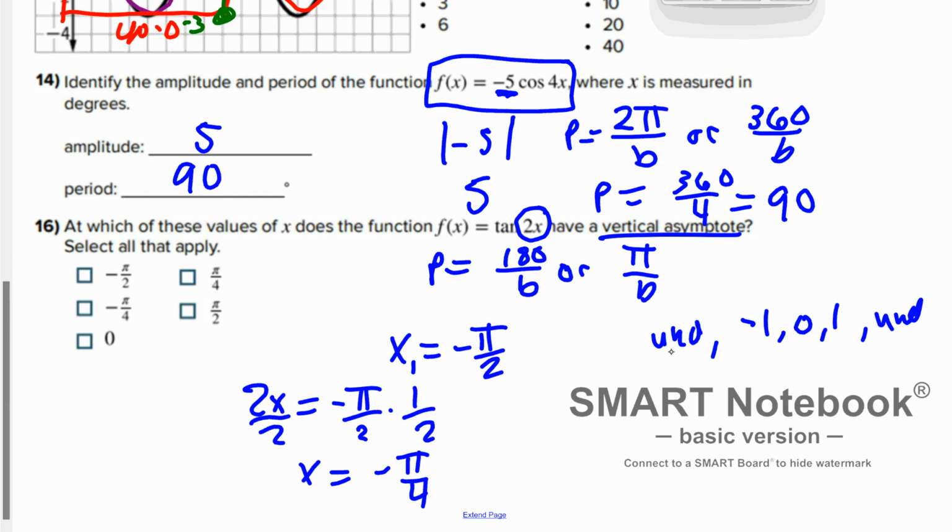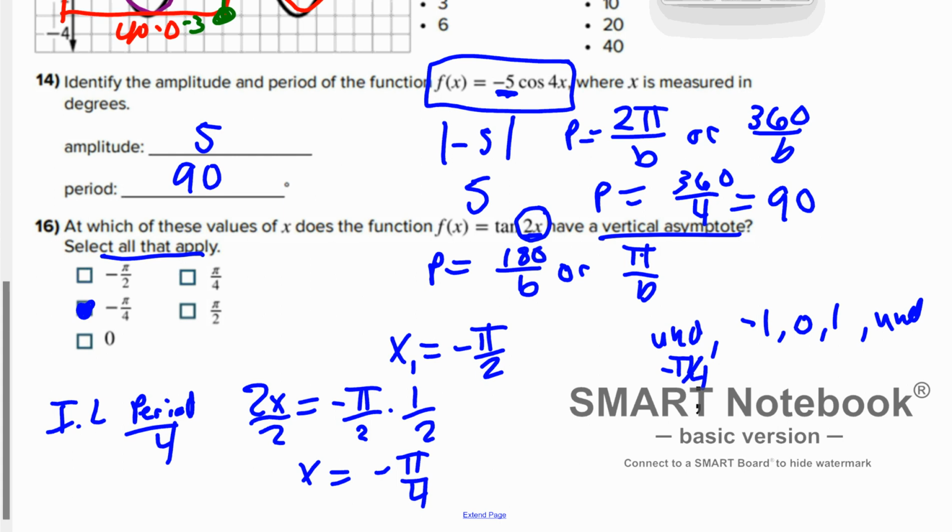So instead of my first x being -pi-halves to start, because of that 2x in there, it's actually going to start at -pi-fourths. Okay, so -pi-fourths, and it says select all that apply, right? But then I have 3 others, and then I have undefined as my last y value, so that'd be my 5th x, right? So I need to find out what's the distance in between here. So for interval length, we take our period and we divide that by 4. So our period would be pi over b.